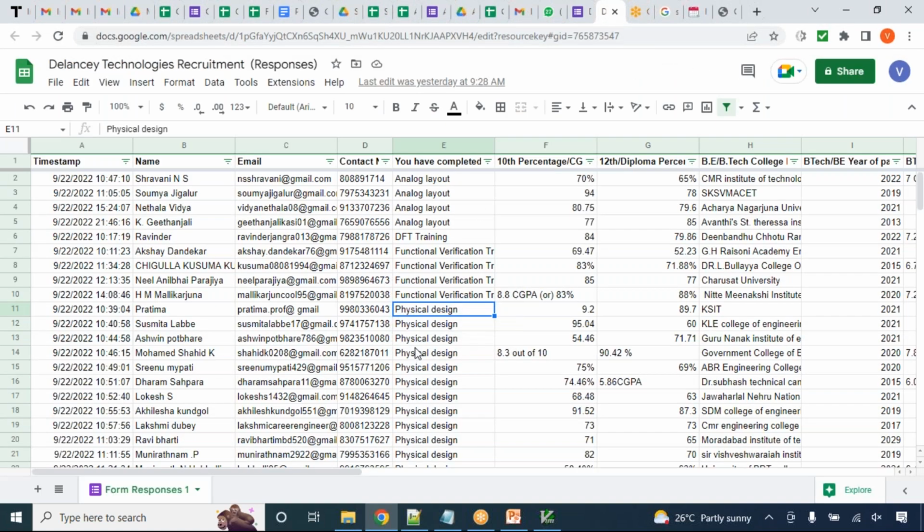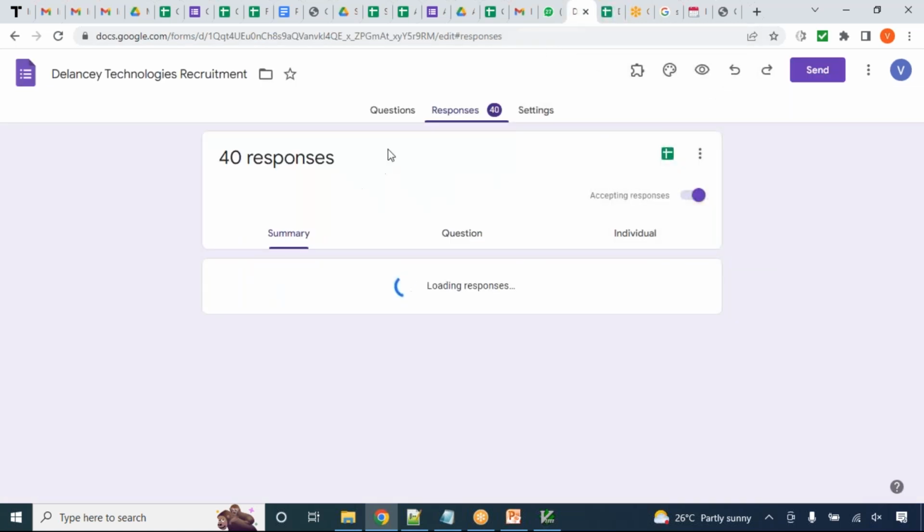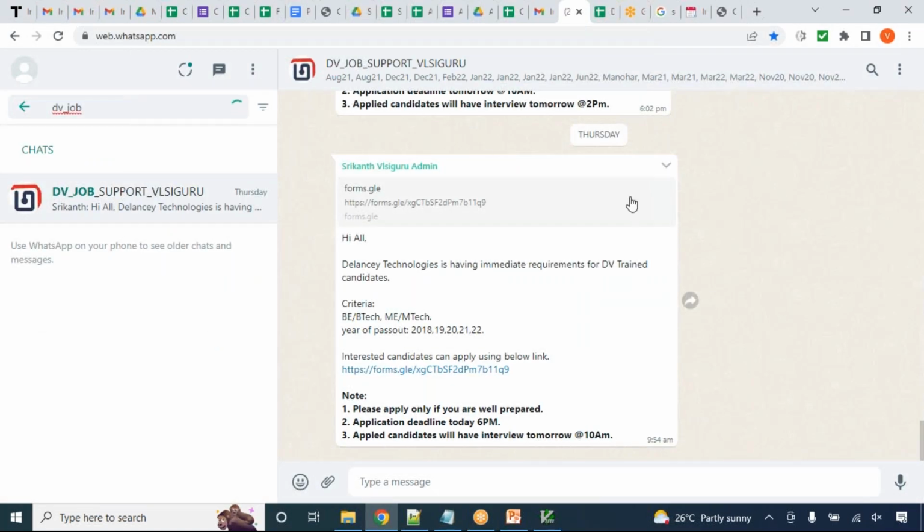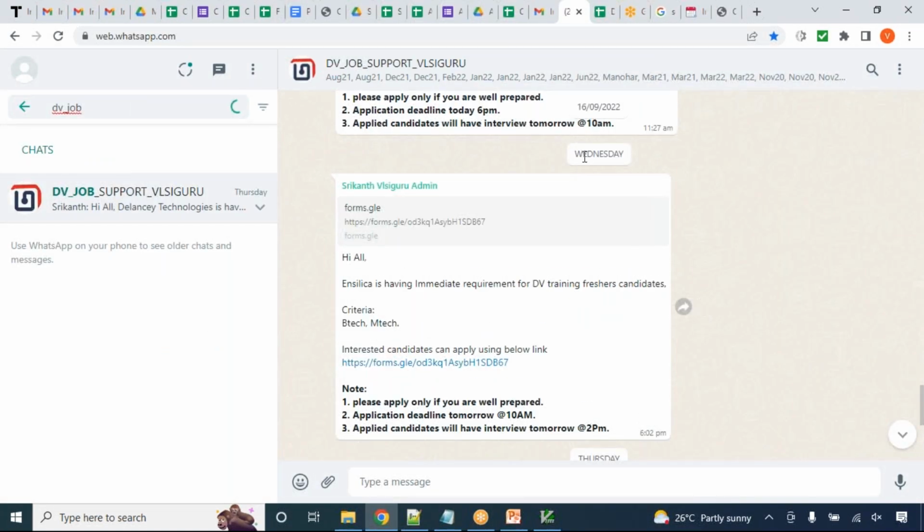I'm just showing you the distribution. It is not that these are only one batch of students; this is the entire batch. If I go to one more company that came on Wednesday in Silicon, it was for DV trained freshers. And generally what we do, before we send them, is conduct some mock interviews.